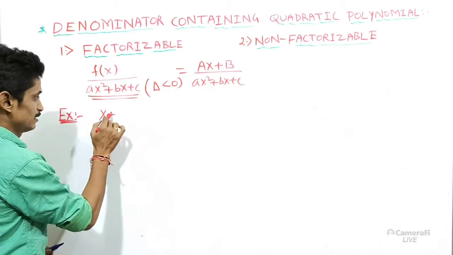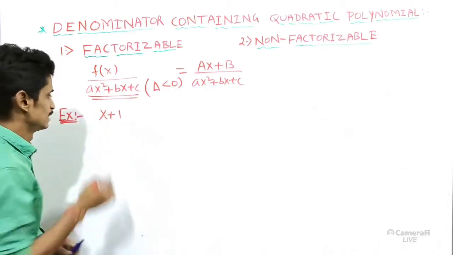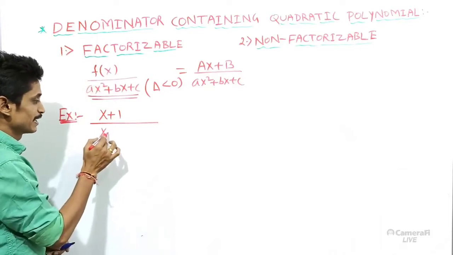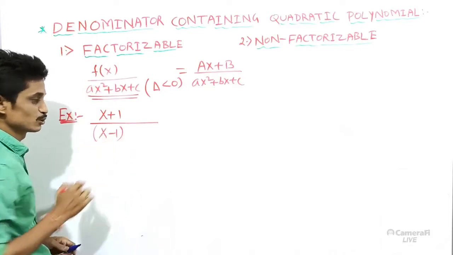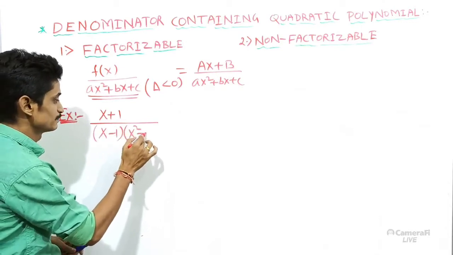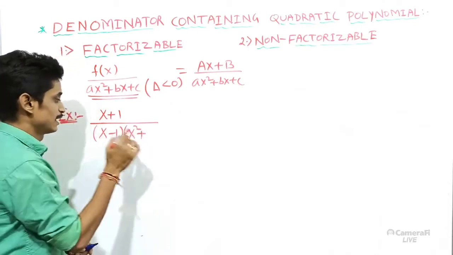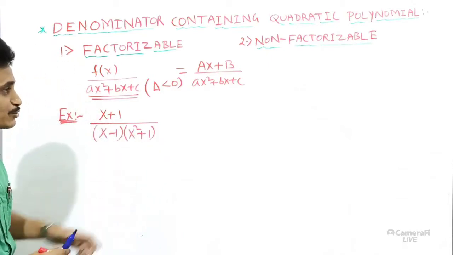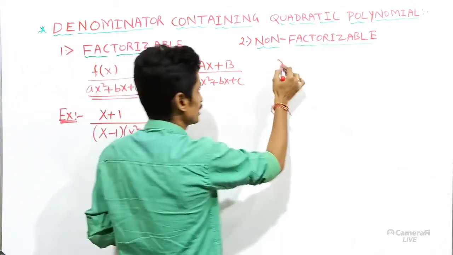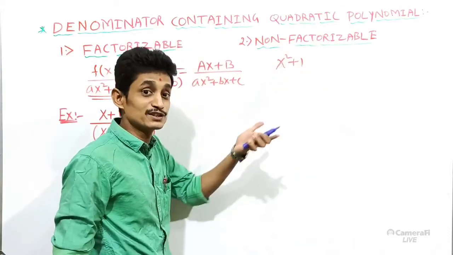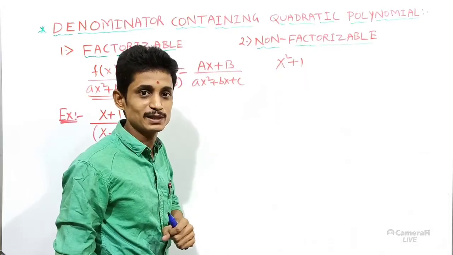Let us go to the example, that is x plus 1 divided by (x minus 1) into (x square plus 1). Is x square plus 1 factorizable or non-factorizable? How to know whether it is factorizable or non-factorizable?